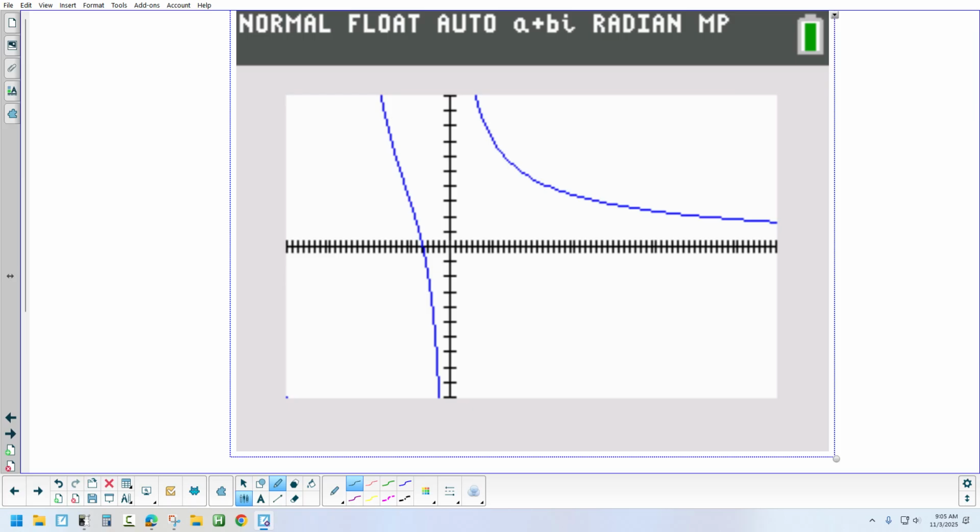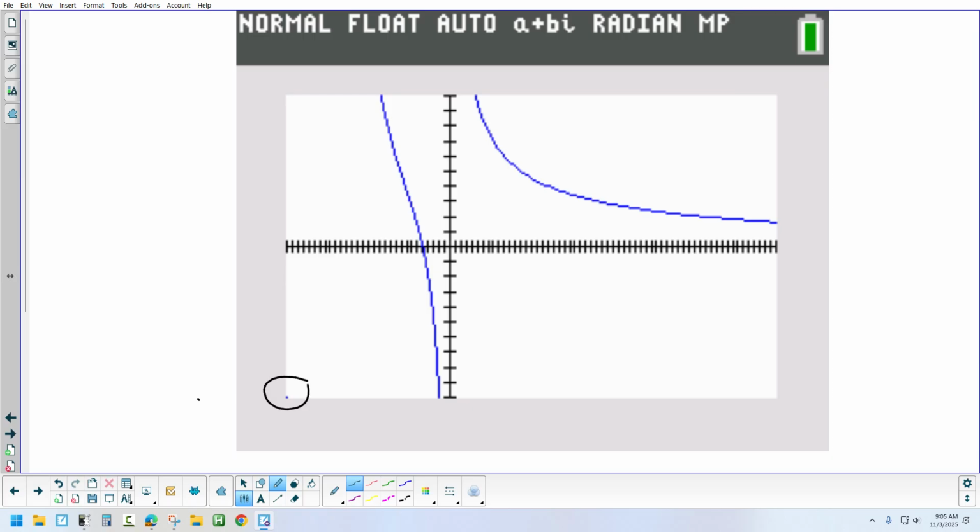Three, right? Every time you have a vertical asymptote, think of it as cutting a piece of string. If you have a piece of string and you cut it once, you get 2. If you cut it twice, you get 3. So we should have 3 pieces to this graph. I can just barely see the third piece right there. I think there's like 1 pixel that's lit up.